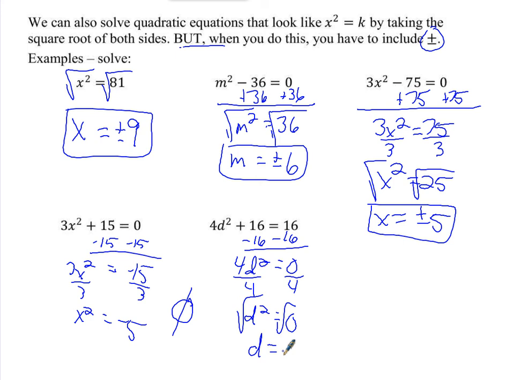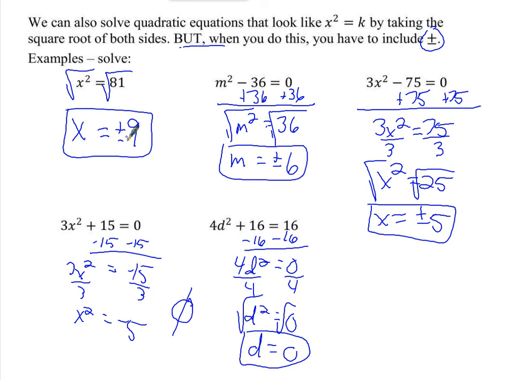what's the square root of 0? What number times itself gives you 0? 0. 0 times 0 is 0. So the answer is d equals 0. We only get one solution there. I could write plus or minus 0, but is positive 0 different than negative 0? Nope. It is the exact same answer. So there's only one answer there.